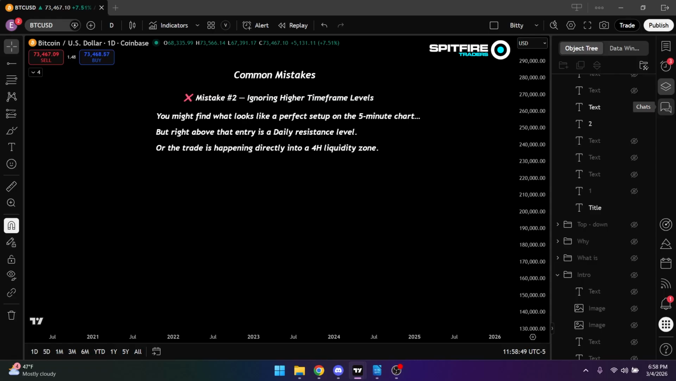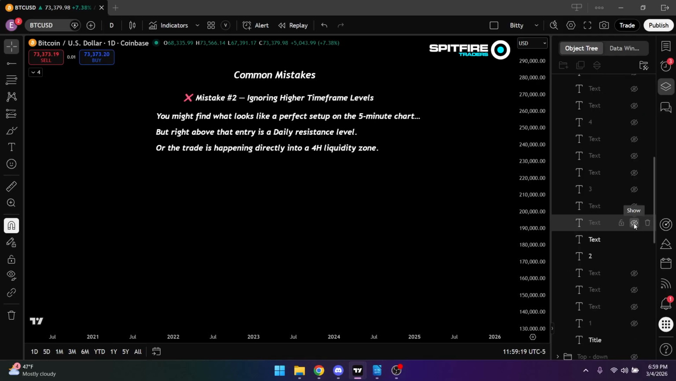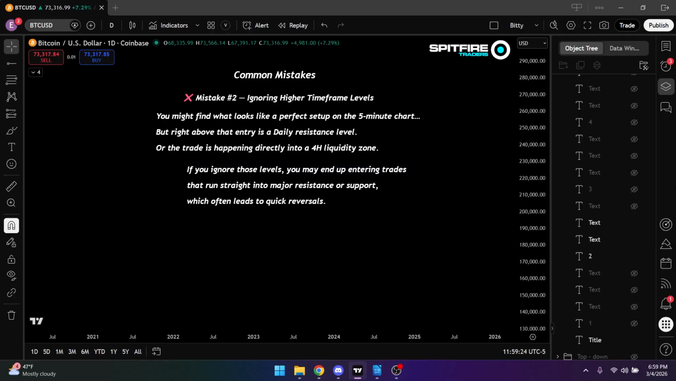Higher timeframe levels represent areas where large participants previously stepped into the market. So when price returns to those areas, reactions are very likely. If you ignore those levels, you may end up entering trades that run straight into major resistance or support, which often leads to quick reversals. This is why you should mark daily and 4-hour levels first before even looking for entries.